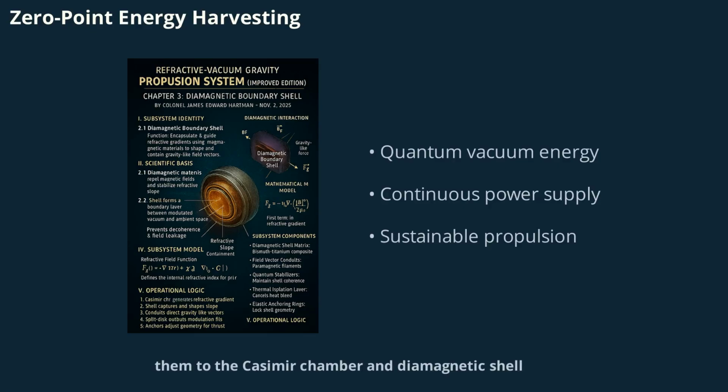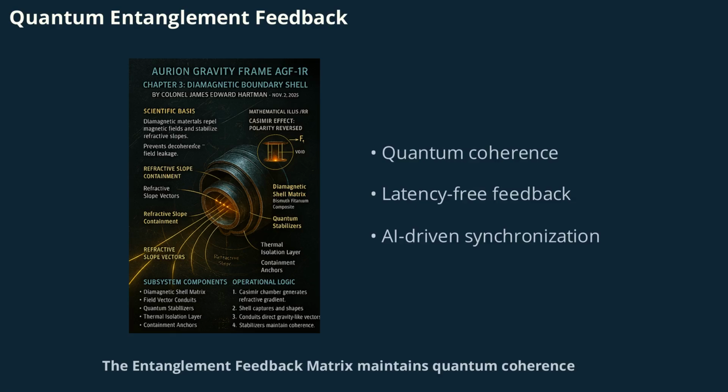The mathematical model quantifies the energy extraction process, making it a fertile ground for both theoretical and applied research. This subsystem's ability to harness vacuum energy is a major leap forward, offering a sustainable solution for advanced propulsion. The entanglement feedback matrix maintains quantum coherence and synchronization across all RVG field generators. By embedding entangled qubit arrays in each subsystem, the AGF-1R achieves real-time, latency-free feedback and control.